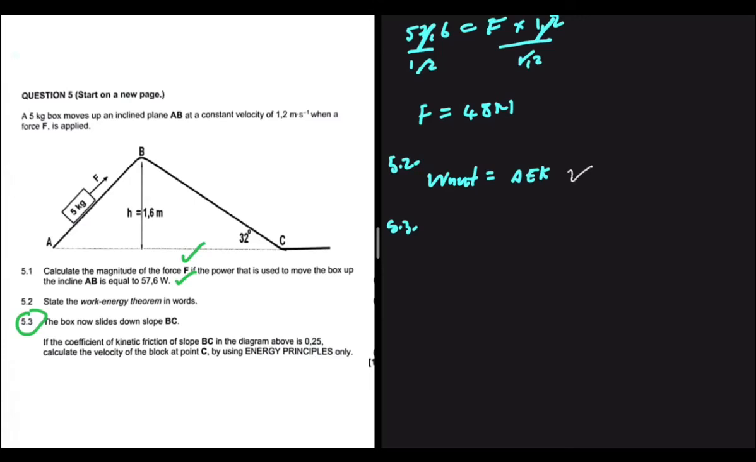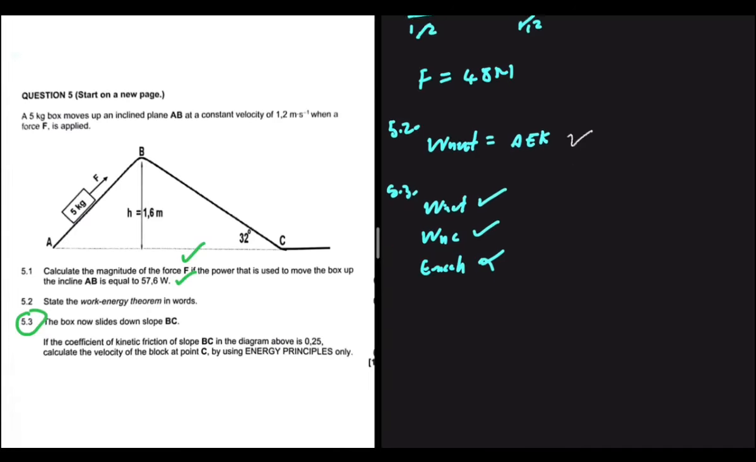If the question says using only energy principles, there are three formulas you can use. You can use work net, you can use work done by non-conservative forces, and then you can use the conservation of mechanical energy. Well, the only way you would use the conservation of mechanical energy is if the only force acting on the object is the force of gravity. If that is not the case, we cannot use the conservation of mechanical energy. So now we're left with work net and work non-conservative. Let's write the information we have down and see which formulas we need to use.